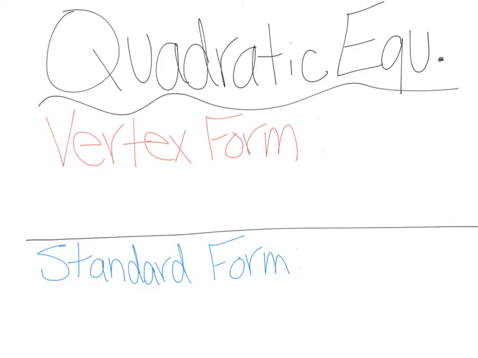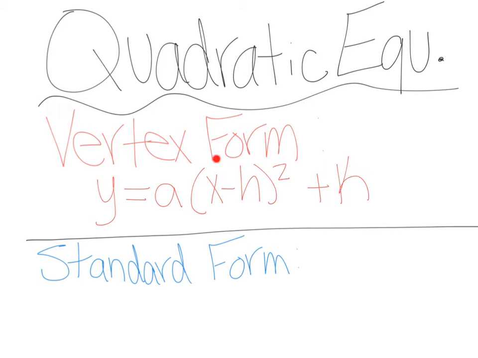Okay, the majority of this video is talking about quadratic equations, factoring, and the quadratic formula. So the first type of quadratic equation we can have, the first form, is vertex form, which is y equals a parentheses x minus h squared plus k.